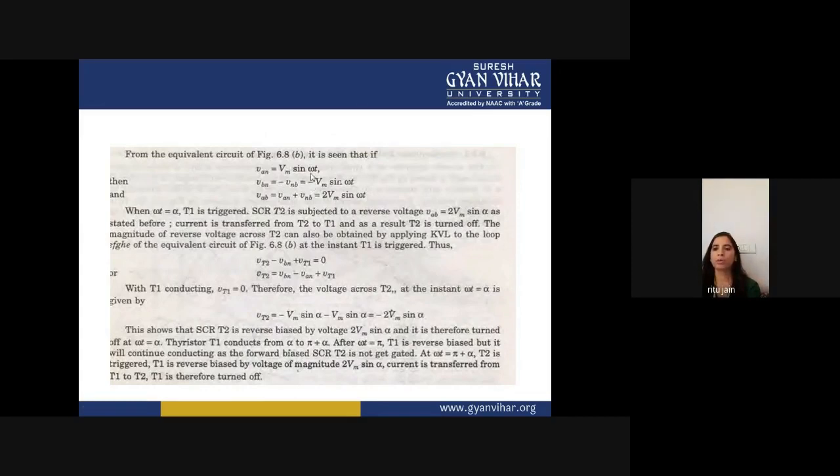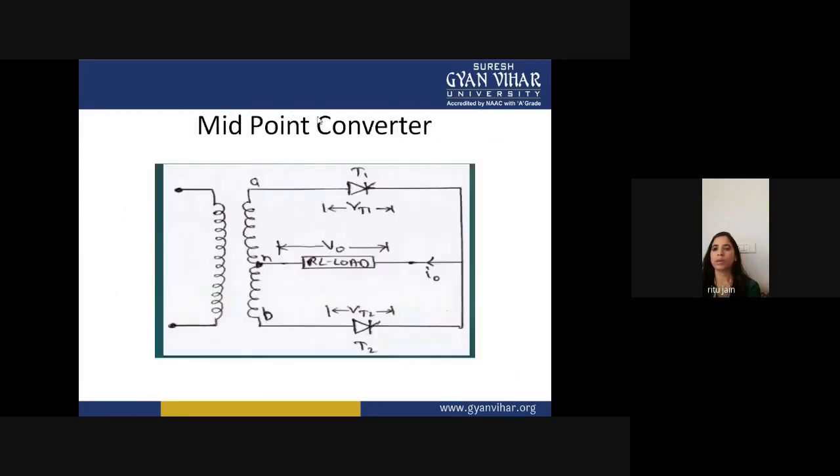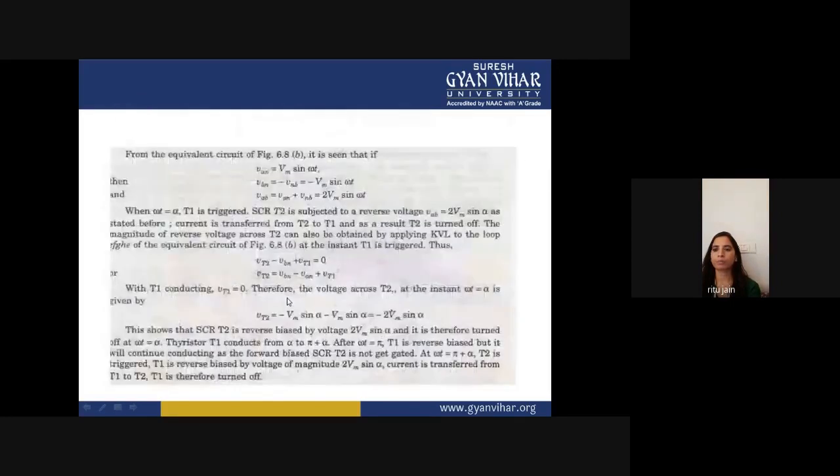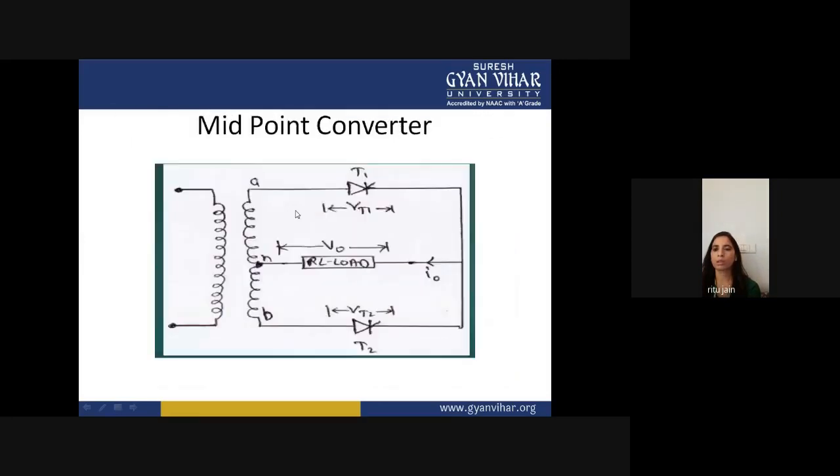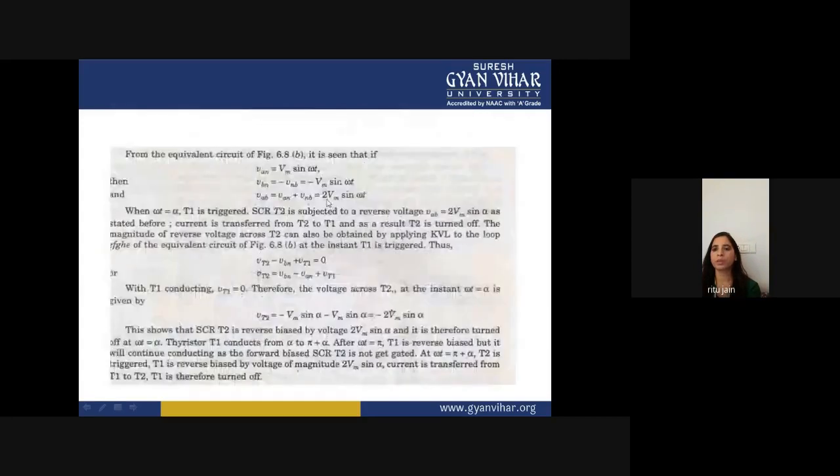From the diagram, when the voltage across this terminal is positive, at the same time the voltage across this terminal will be negative. So when VAN is equal to Vm sine omega t, the voltage VBN will be minus Vm sine omega t. The total voltage across these two terminals becomes the difference of the two, VA minus VB, which is 2 Vm sine omega t, double the input voltage.